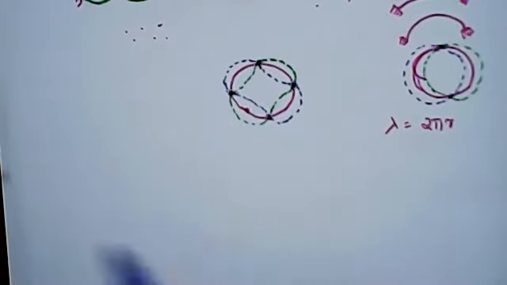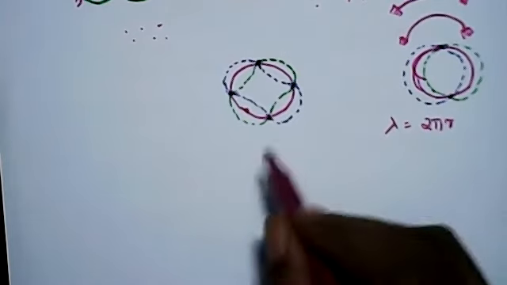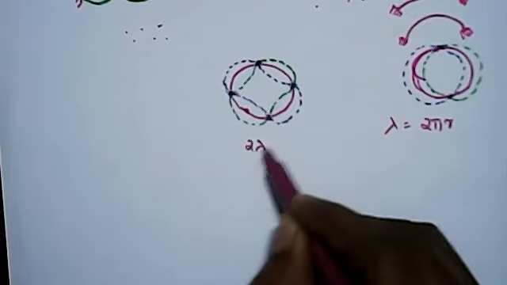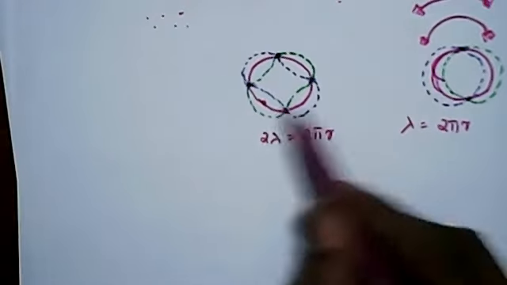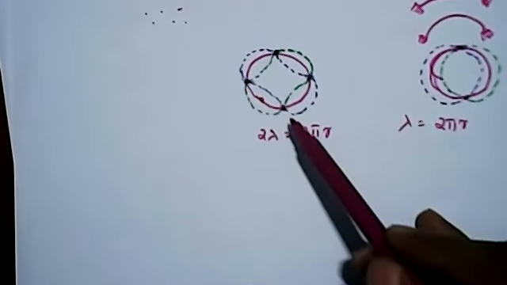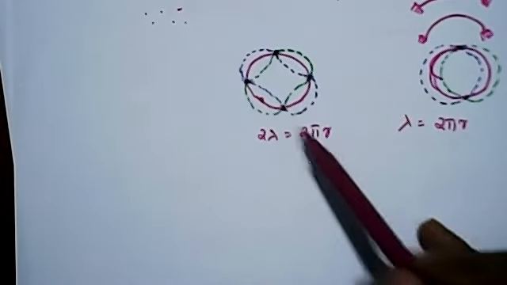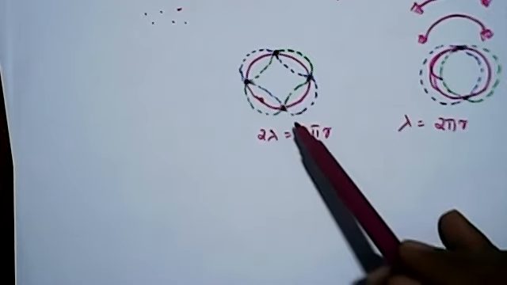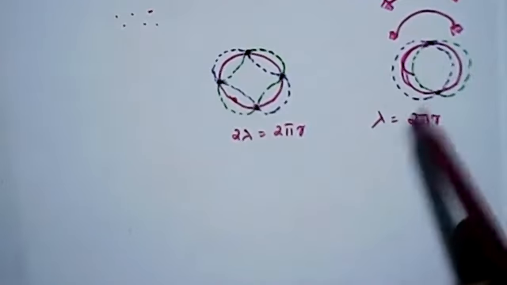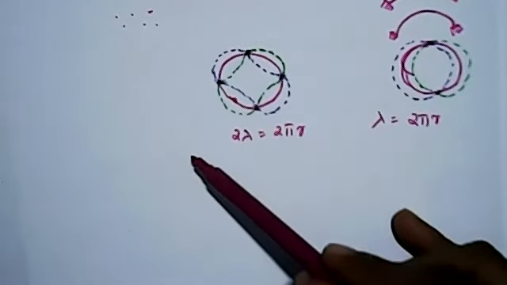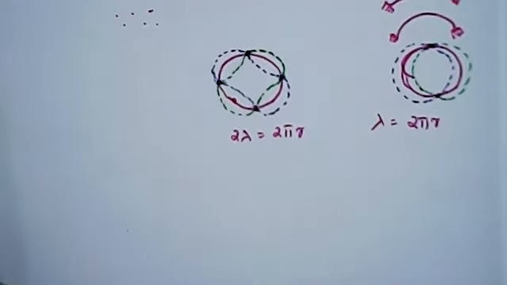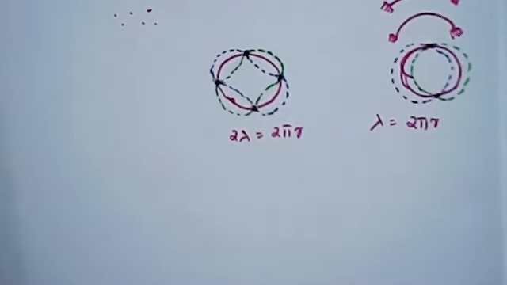So whatever it is, the condition is 2 pi r equal to 2 lambda. This is the next highest mode. Circumference equal to 2 lambda. There are two modes of vibrations, 2 lambda vibrations. Here only 1 lambda, here 2 lambda. Next you can have 3 lambda, 2 pi r equal to 3 lambda, then 2 pi r equal to 4 lambda. Like that, you can have any number of vibrations.